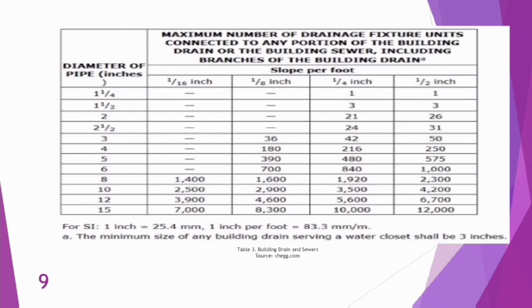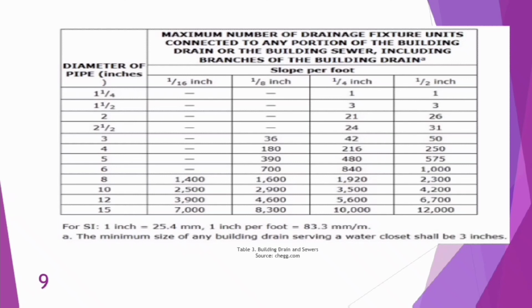This is the table. The diameter of pipe in inches and the maximum number of drainage fixture units connected to any portion of the building drain or the building sewer, including branches of the building drain. Slope per foot 1/16-inch, 1/8-inch, 1/4-inch, and 1/2 inch. The last column of this table lists the minimum trap size required for corresponding fixture.